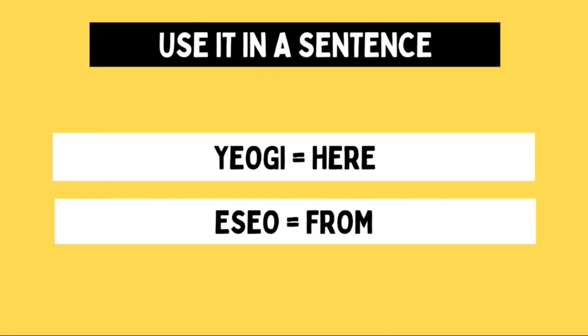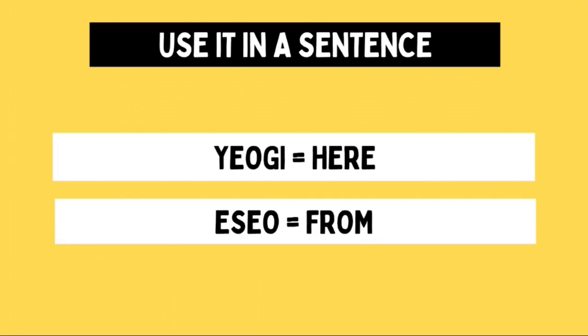And then, eso is a particle, and this is added to a certain location to indicate that it is the starting point of a certain event. So when I say yogi eso, I am trying to say from here. Or I am also trying to say that an action started from here, or an object is initially located here.